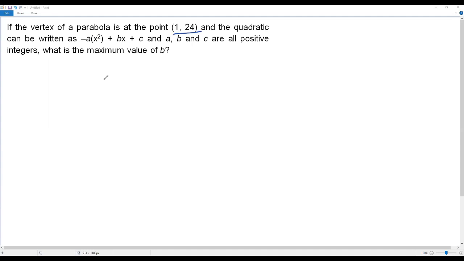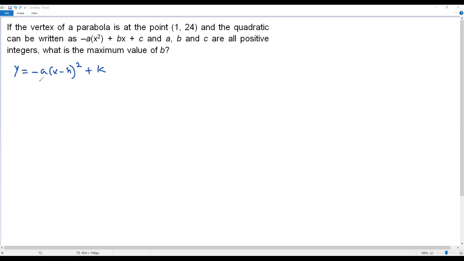Since we have the vertex, let's write the quadratic function in vertex form, that is y equals a times (x minus h) the whole squared plus k. So this is a quadratic function in vertex form. Since the leading coefficient of the given quadratic is negative a, in the quadratic function over here we can keep the leading coefficient as negative a. So let me take the negative sign for this one. And please remember, a is a positive integer.